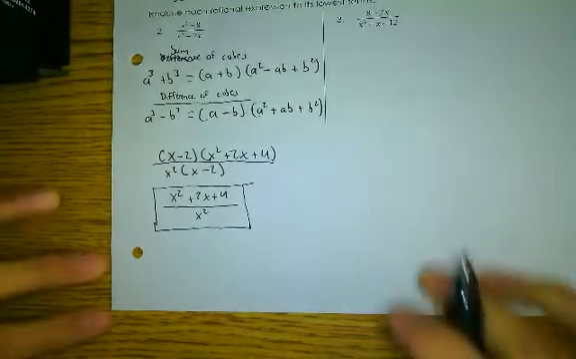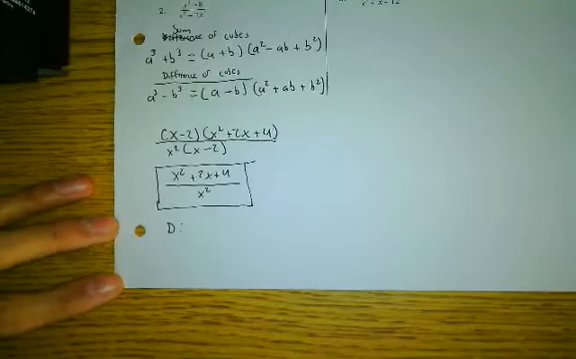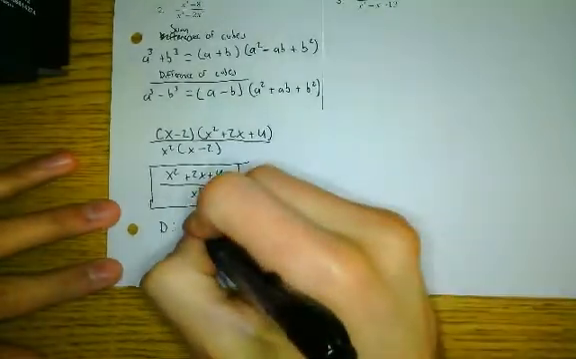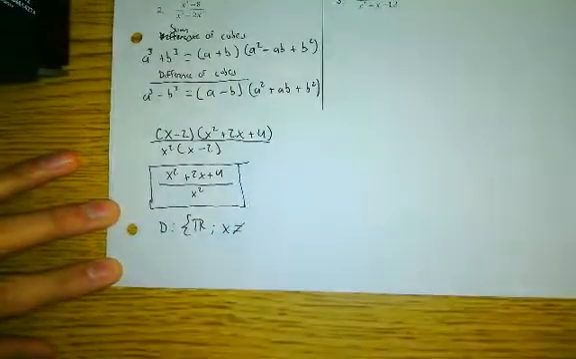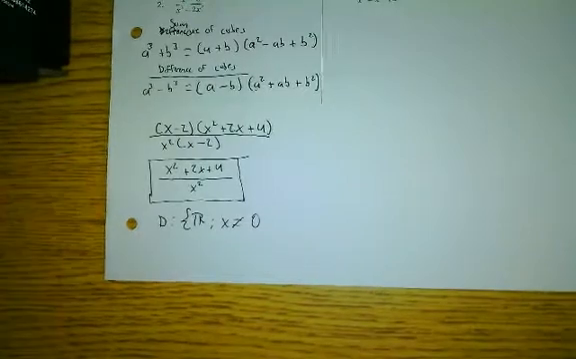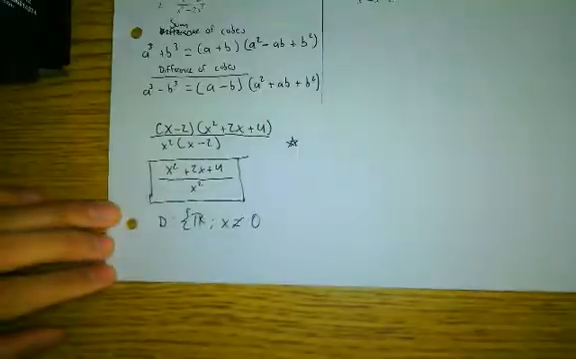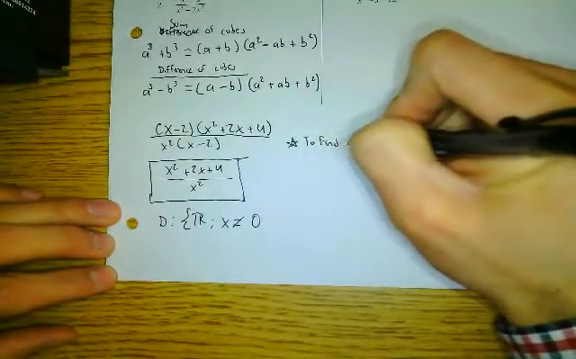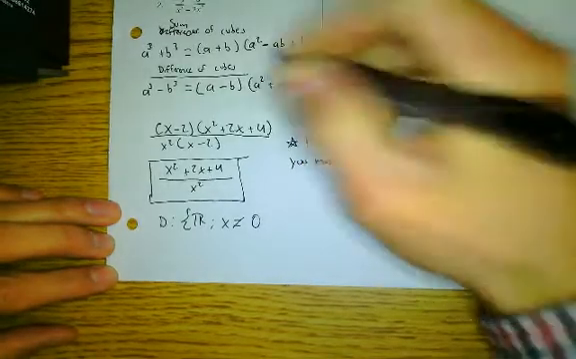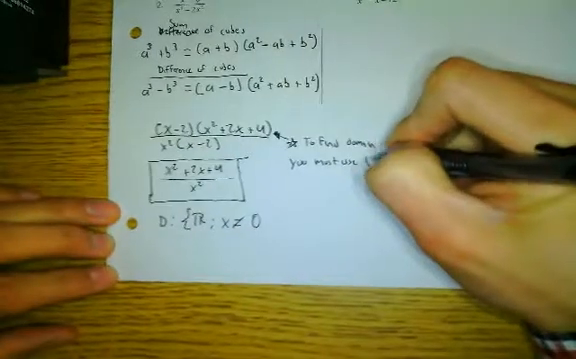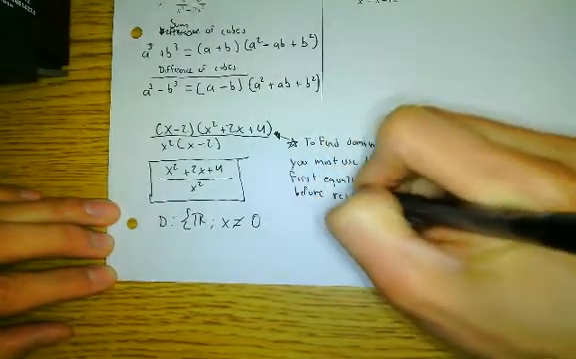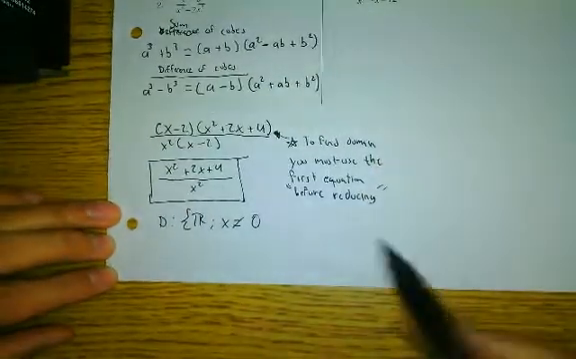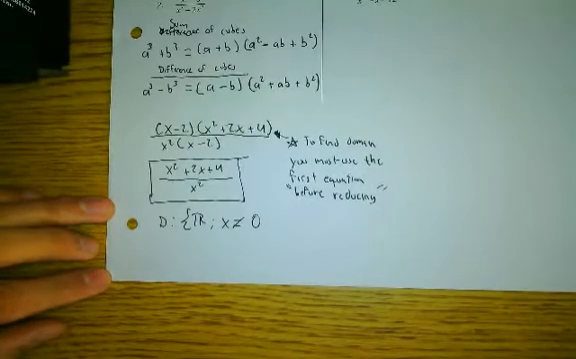Okay? Now, can you guys tell me what the domain would be of this in set notation? All real numbers except x cannot equal 0. I agree, but we're missing a value. And I figure that some of you guys must have forgotten this. To find domain, you must use the beginning. You must use the first equation. In other words, before reducing. Okay? So we're going to be using this. So that means that x cannot be what as well? 2.